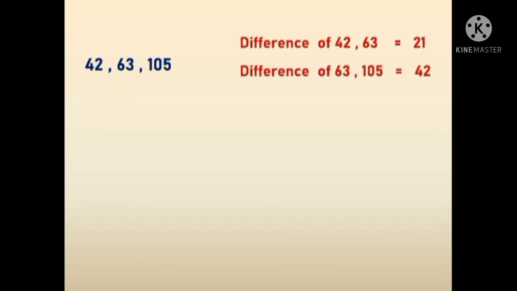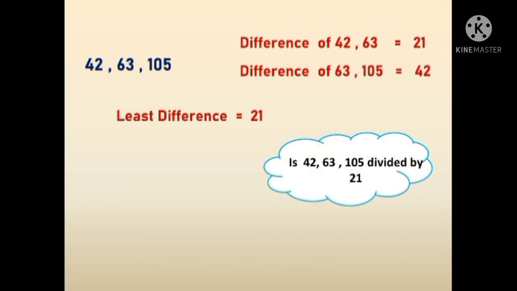So, the next question is that we have to find the HCF for the numbers 42, 63 and 105. For that, first we have to find the difference of 42 and 63, that is 21. Next we have to find the difference of 63 and 105, that is 42. So the least difference is 21. Next we are going to find whether the numbers 42, 63 and 105 are divided by 21. So yes, the numbers are divided by 21. So the HCF is 21 only.